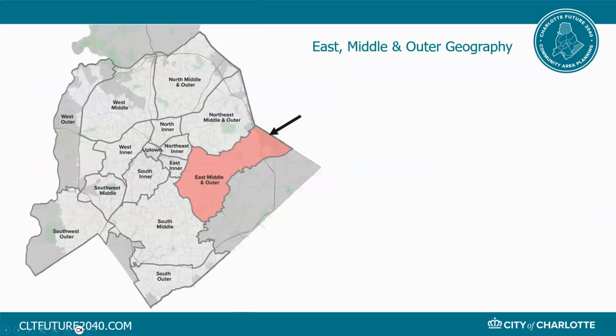For reference, the East, Middle, and Outer geography is roughly bounded by Shamrock Drive, Robinson Church Road, and Reedy Creek to the north, the City of Charlotte limits to the east, Sardis and Randolph Roads to the south, and Wendover Road and Eastway Drive to the west.